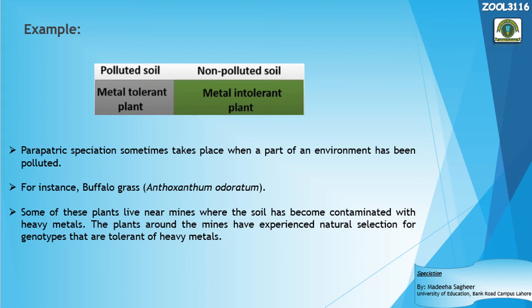Let's read it. Parapatric speciation sometimes takes place when a part of an environment has been polluted. For instance, buffalo grass. This is one of the species of buffalo grass. Some of these plants live near the mines where the soil has become contaminated with heavy metals. Buffalo grass has spread over a large geographical area, but the grass near the mines is subjected to the contaminated soil.